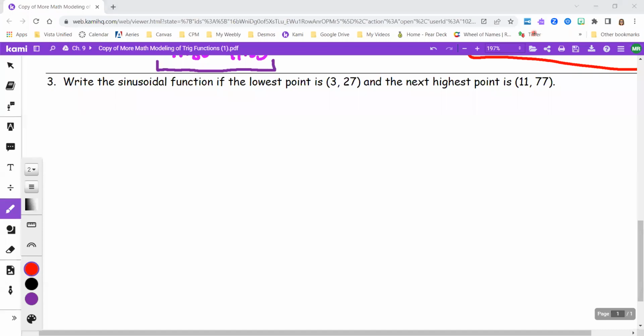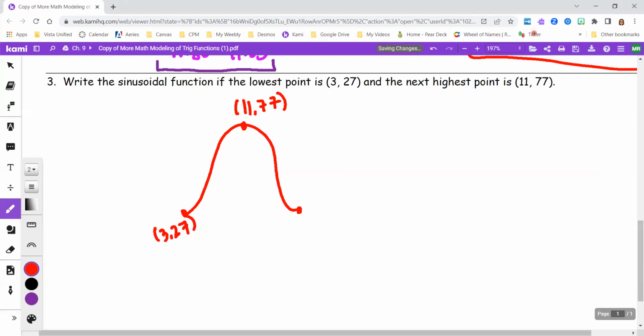So on number 3, write the sinusoidal function with the low point being 3 comma 27 and the highest being 11 comma 77. Okay. So let's say that I am going to draw a cosine because I know my low. So let's say at 3 comma 27 is my low. And my next high is going to be at 11 comma 77.